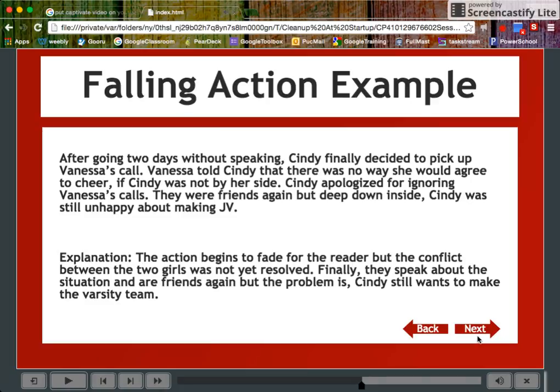Explanation. The action begins to fade, but the problem between the girls was not yet resolved. Finally, they speak about the situation and are friends again, but the problem is, Cindy still wants to make the varsity team.